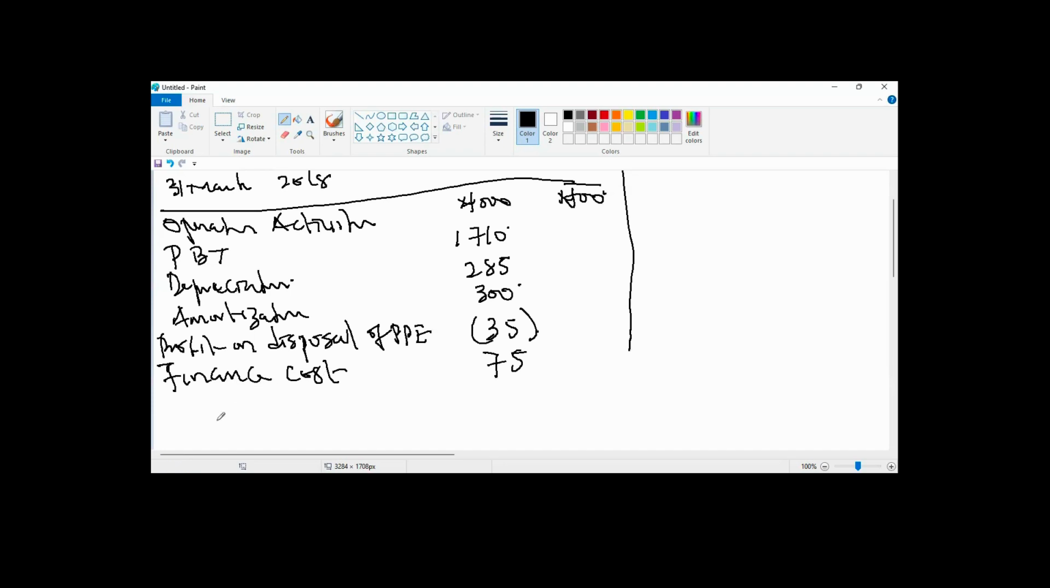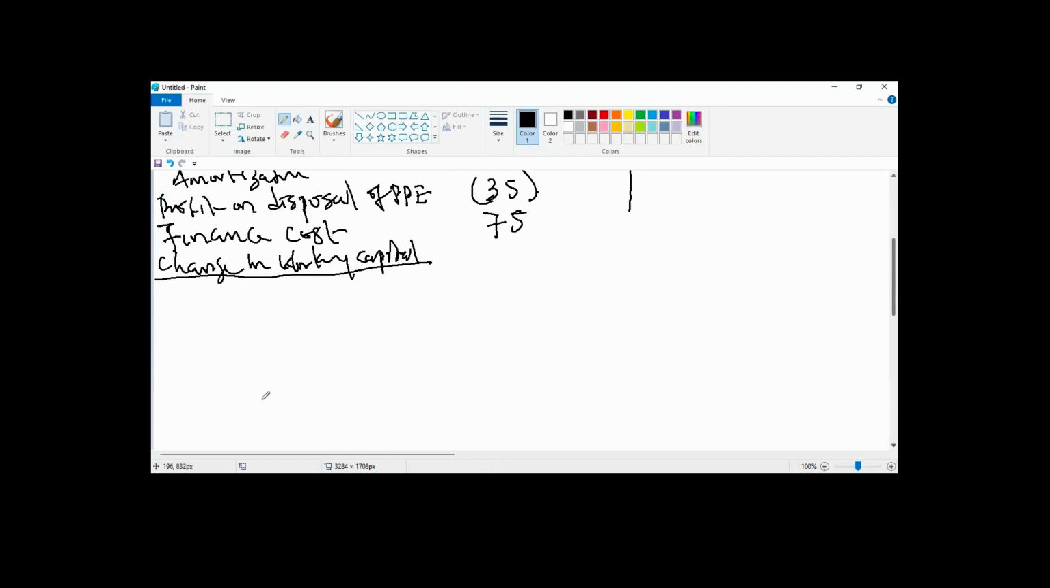Then I'll go to changes in working capital. They've not brought this kind of question before, but in case it is tested, it's what we have known already. Inventories. Inventory at the beginning was 1135, at the end 1800. Increase in current assets is a cash outflow.